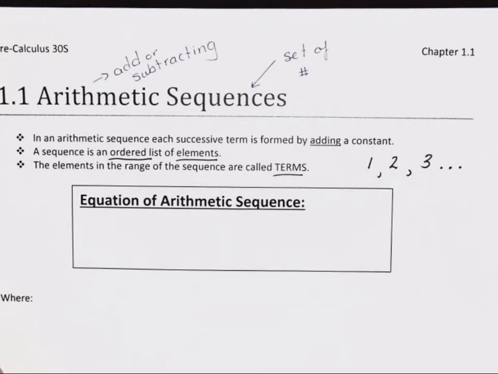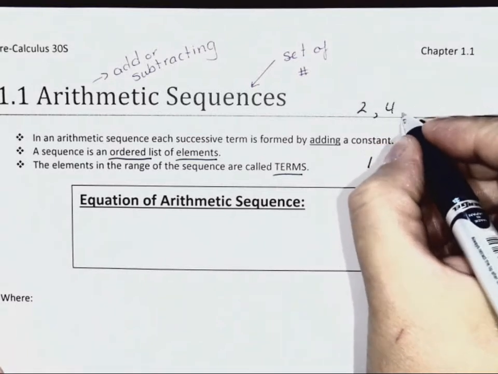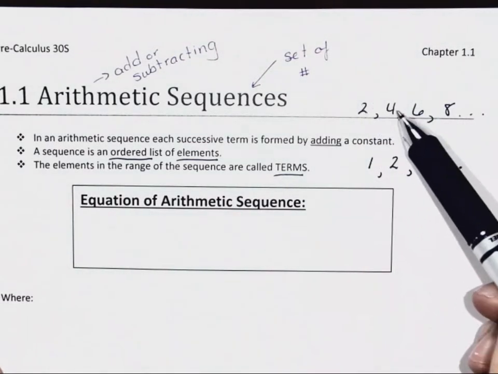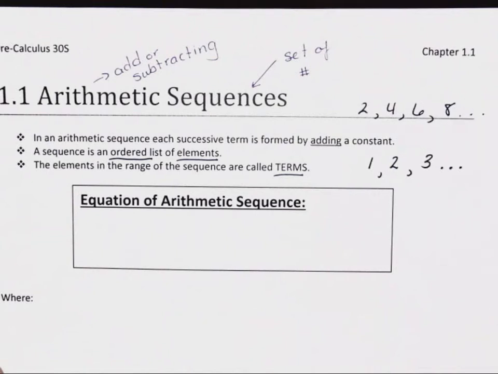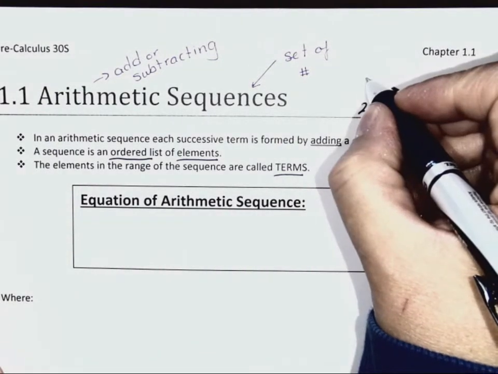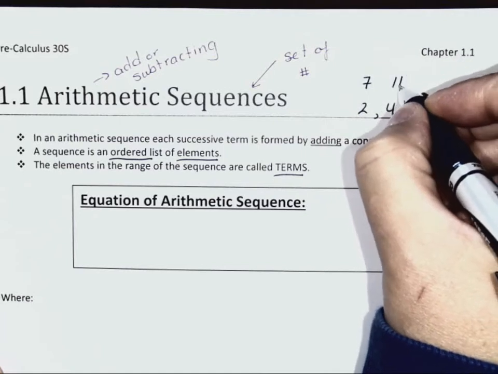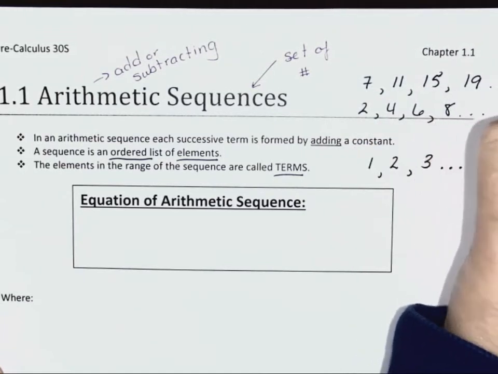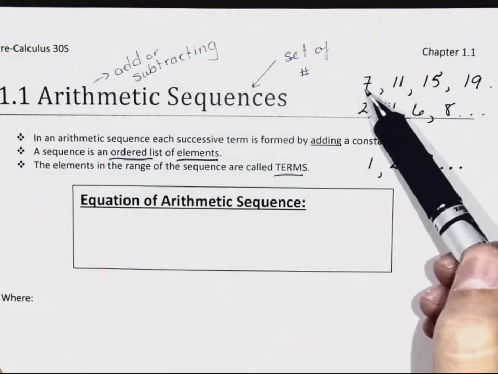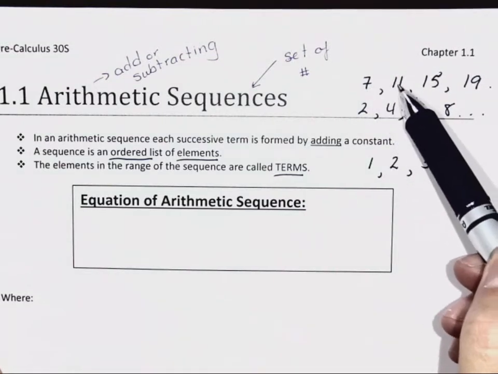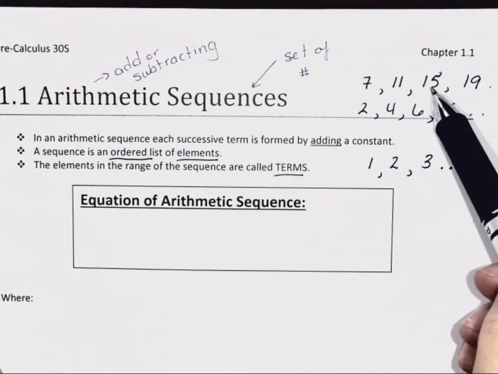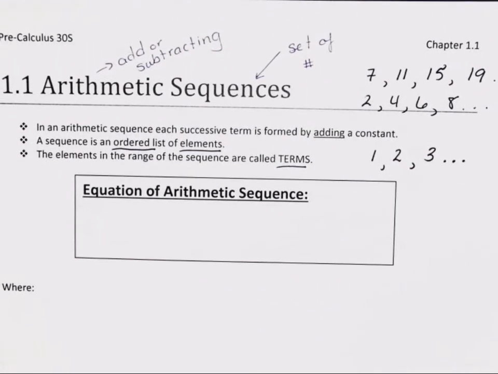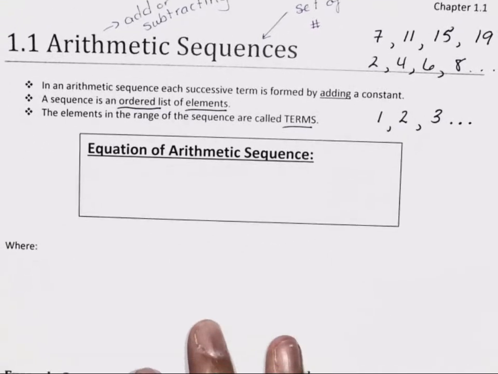So although it looks like it's counting, it really is an arithmetic sequence. I mean, there's lots of them. 2, 4, 6, 8. You're adding 2 each time to get to the next number. We could start at 7 and go 11, and then 15, and then 19. And if you think about that, 7 to 11, that's 4. And then I add 4 to get to 15, and to 15 I add 4 to get to 19, and so forth and so on. So it's just a pattern of numbers.